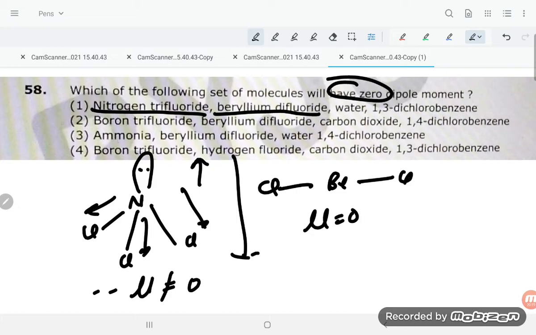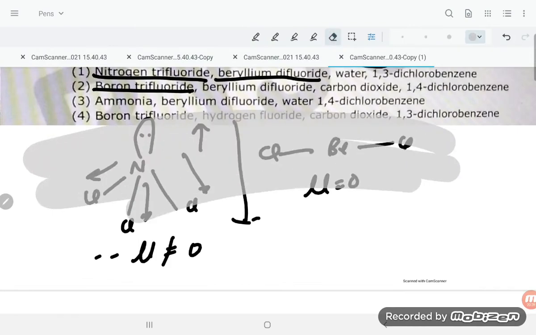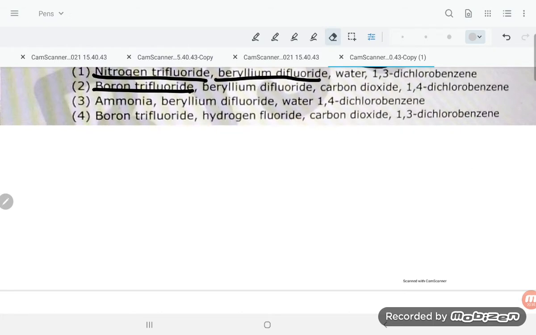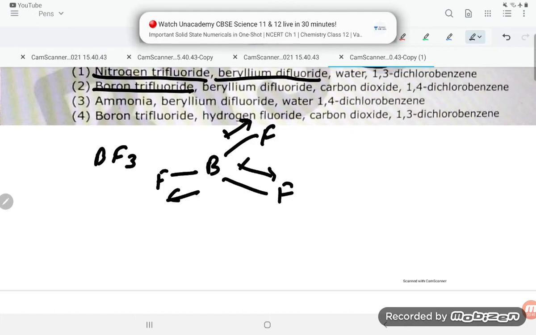So first option is boron trifluoride, BCl3. If you talk about boron trifluoride, BF3, here is F, here is F, here is F. So you can see the dipole moments here, students. The dipole moment mu is equal to 0.